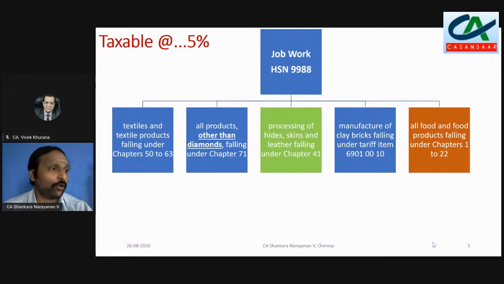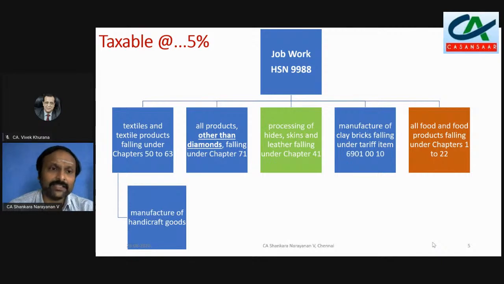And all food products which are falling within chapter 1 to 22, any kind of services done towards that. It could be, say, coconut oil, job work in relation to coconut oil, or it could be any kind of food item, let's say chocolate or biscuits, or even edible water or ice. In relation to that, there is some job work. Then all that, if the main item in relation to which the job work is being done falls within chapter 1 to 22, the job work is taxable at 5%.